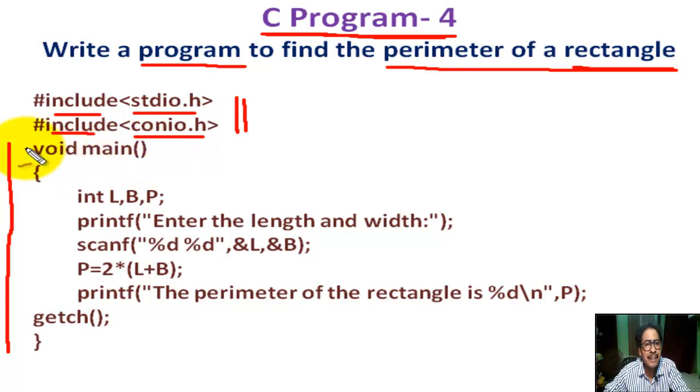Void main, this is an empty pair of parentheses. Void main is the main function of a C program. We can also write only main function. This is the bracket or block begins. This is the block end.